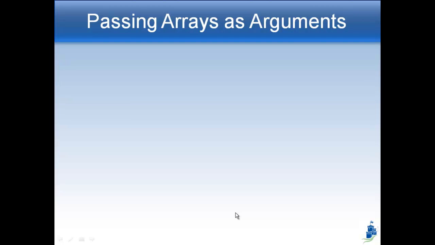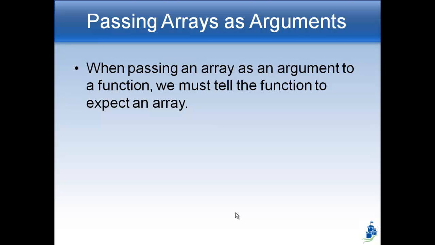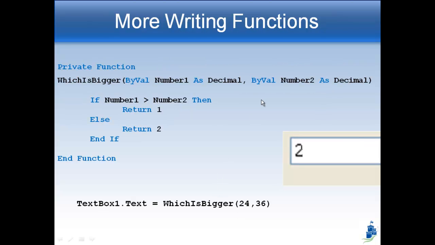Okay, so one last little thing with functions, and then we want to move on to learn about a couple new functions. It is that when we pass an array as an argument to the function, we have to tell the function to expect an array. So let's go back for a second. Here we say by val number 1 as a decimal and by val number 2 as a decimal, right? We just say, okay, we're passing you 2 numbers. They're both going to be decimals.